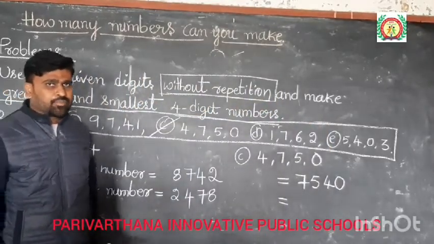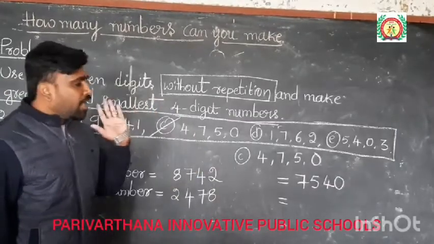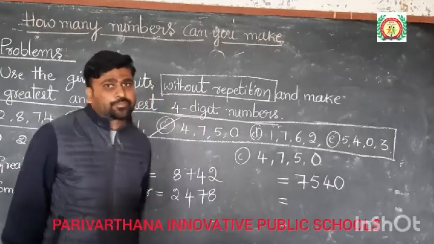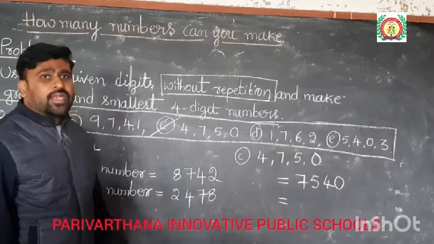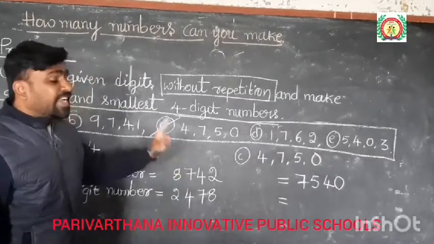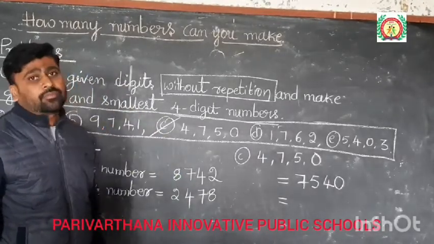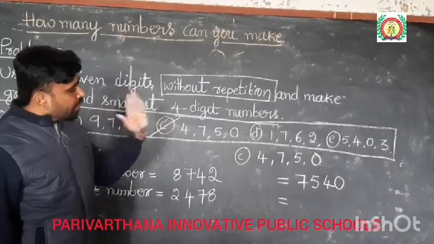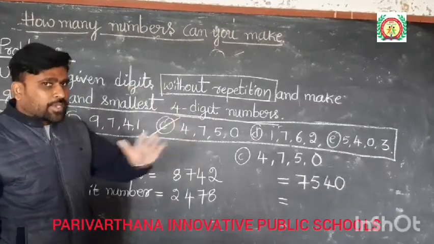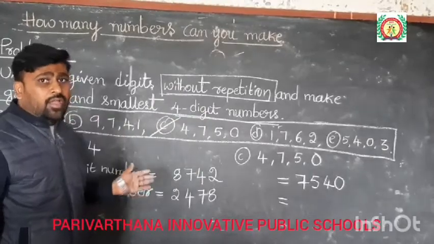7540. It is the greatest number because it goes from big digit to small digit. Answer: the greatest number.